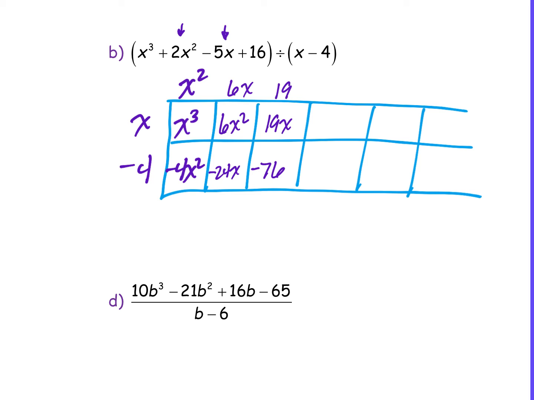And then negative 76 plus what gives me 16? 92. So x squared plus 6x plus 19 plus 92 divided by x minus 4. Questions? Okay.